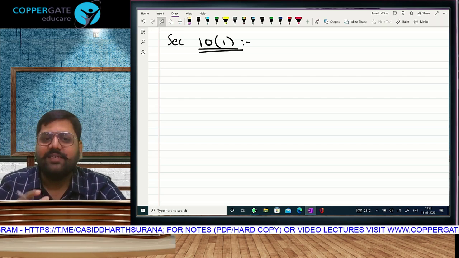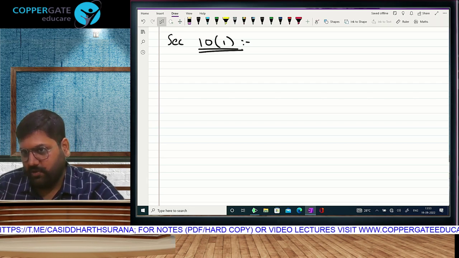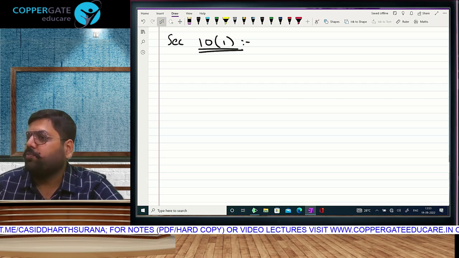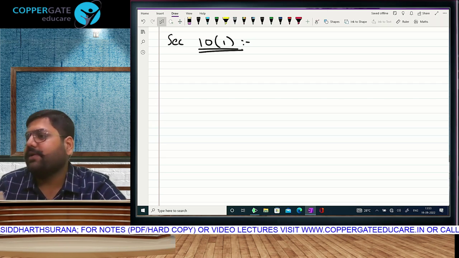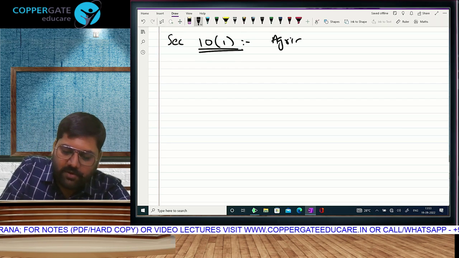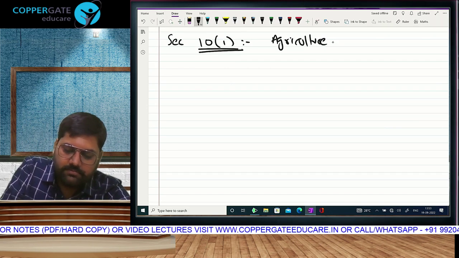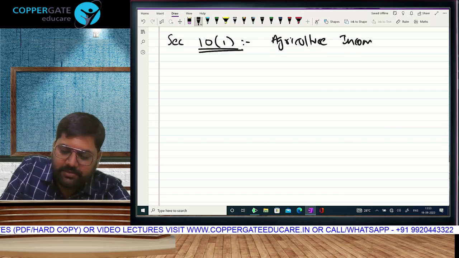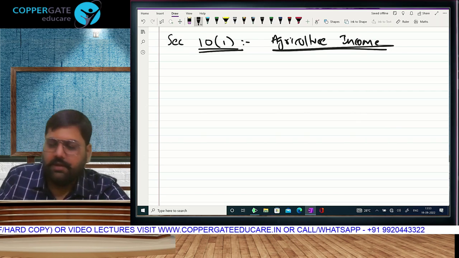Okay. So take this seriously, because these are the only occasions where you will be tested on this. Subsequently, there may not be any test. Section 10(1), the exemption for agriculture income.